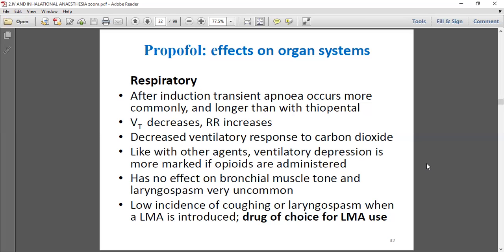Synergistic effects. It has no effect on the bronchial muscle tone, and laryngospasms are very uncommon. Low incidence of coughing or laryngospasm when the LMA, laryngeal mask airway, is introduced. It is the drug of choice for LMAs. With sodium thiopental, LMAs will cause laryngospasms, right? But with propofol, you can give with the LMA.